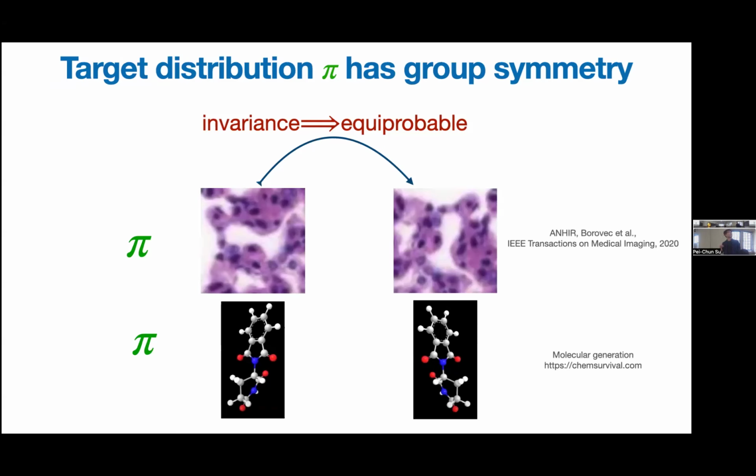On the other hand, for molecule generation, there should also be some symmetries. Your molecule generation should obey some symmetry rules, such that here you have a rotation symmetry, and here we have some symmetries like physical laws.